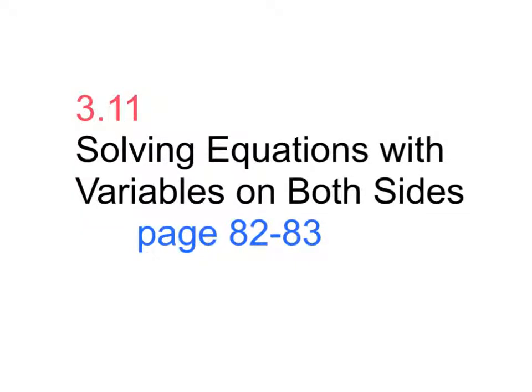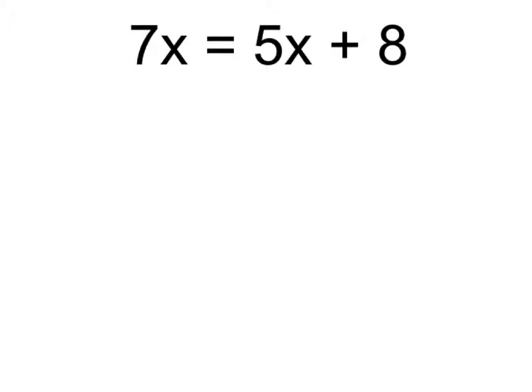Today we're going to be working on Unit 3, Lesson 11, solving equations with variables on both sides, found on pages 82 and 83. Here we have an equation, but this one is a little bit different because it has two variables. I see it has 1x and 2x's, and we need to combine like terms to figure out what this x actually stands for. So to do that, what we need to do is get the x's on the same side.